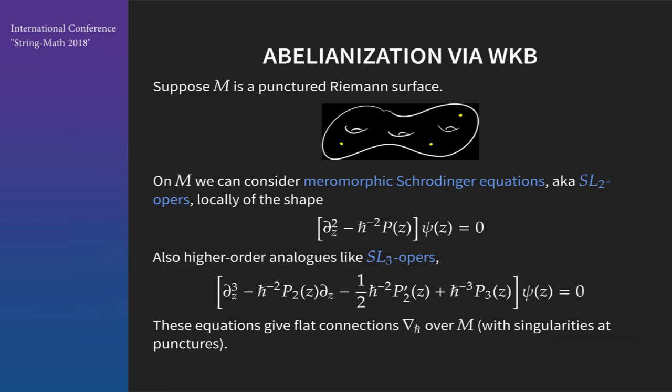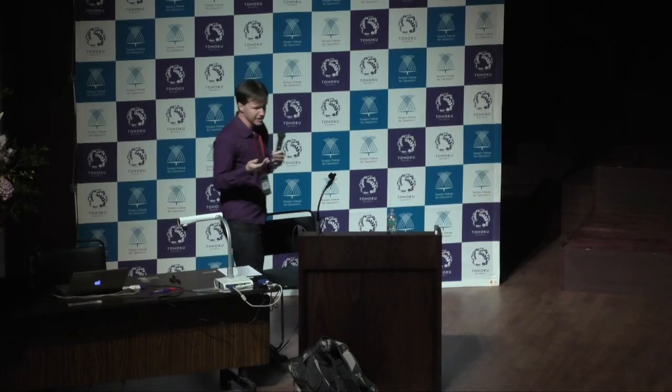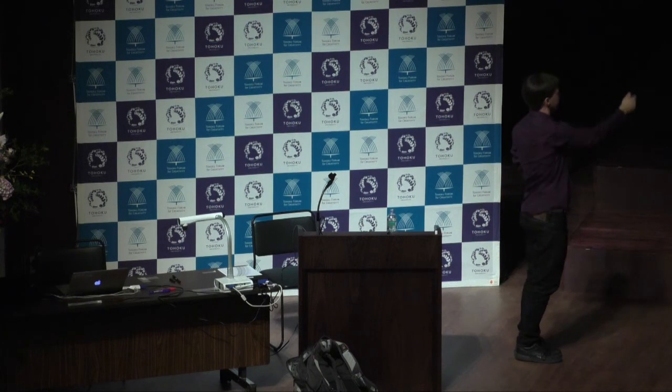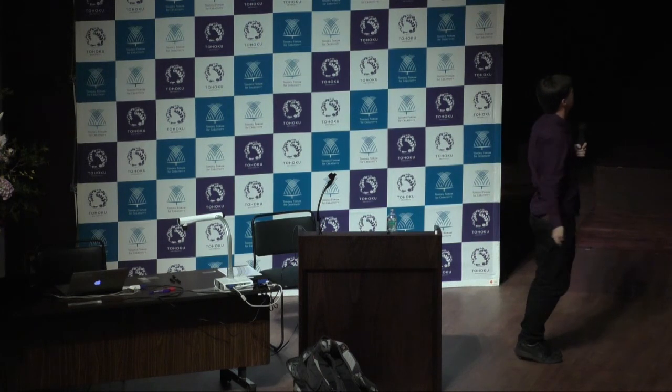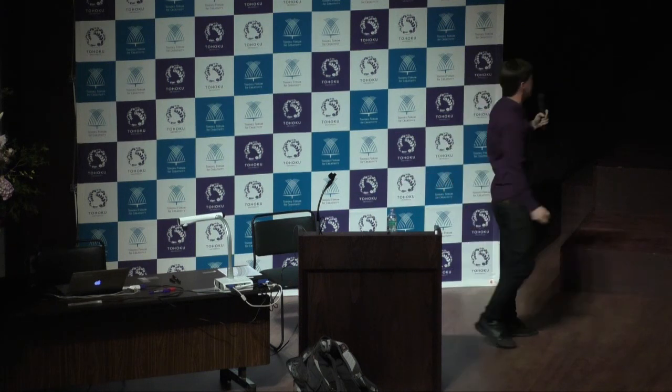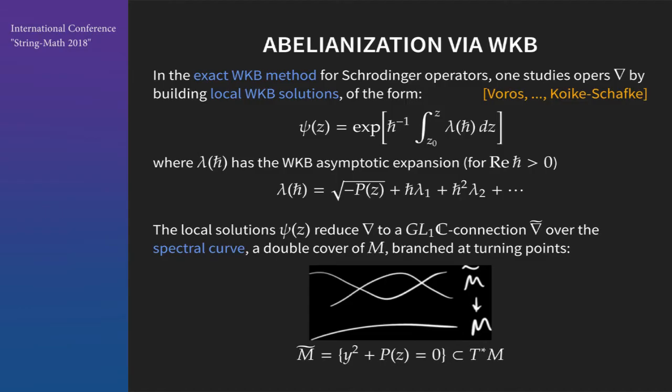And I want to say that these flat connections that arise in this way are actually automatically Abelianized. The structure of Abelianization is completely natural for these kinds of equations, for these kinds of flat connections. So why is that? Let me tell it to you for SL2. You think about how you actually go about solving these equations.